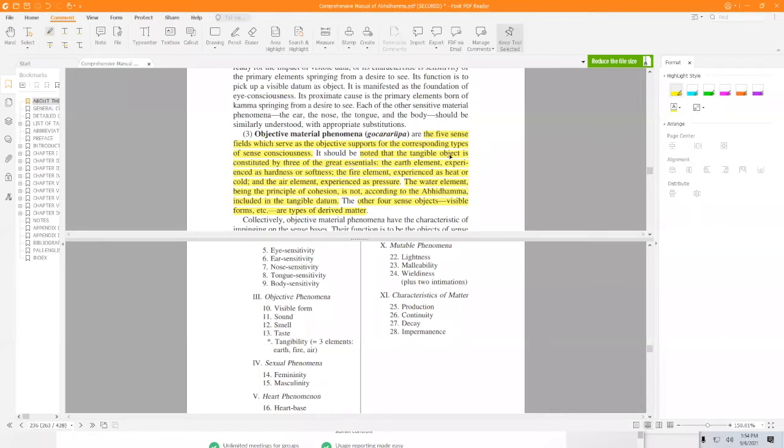But as I said earlier, the tangible object is constituted only by 3 of the primary elements: the earth element experienced as hardness or softness, the fire element experienced as heat or cold, and the air element experienced as pressure or expansion and contraction. But the water element, as the principle of cohesion, is considered not included in the tactile object, but is said to be known by inference.